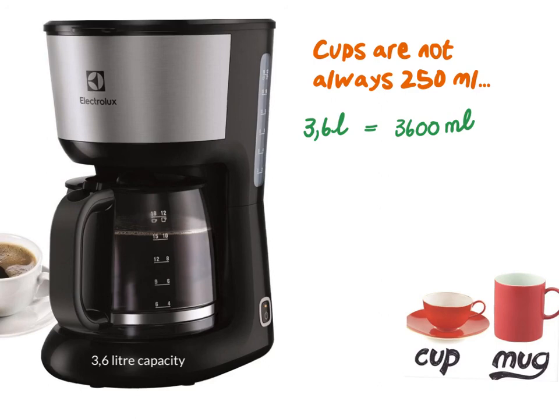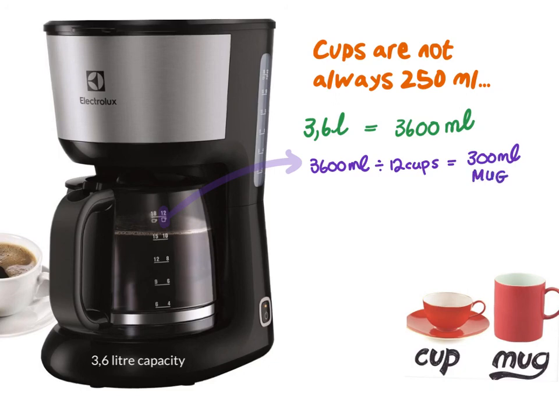On the drawing, they indicate that it can make 12 big cups. So if I need to see what the size of a big cup is, I can say 3,600 mils divided by 12 cups. And this will give me a cup size of 300 mils, which I think in this case is more of a mug than a cup.